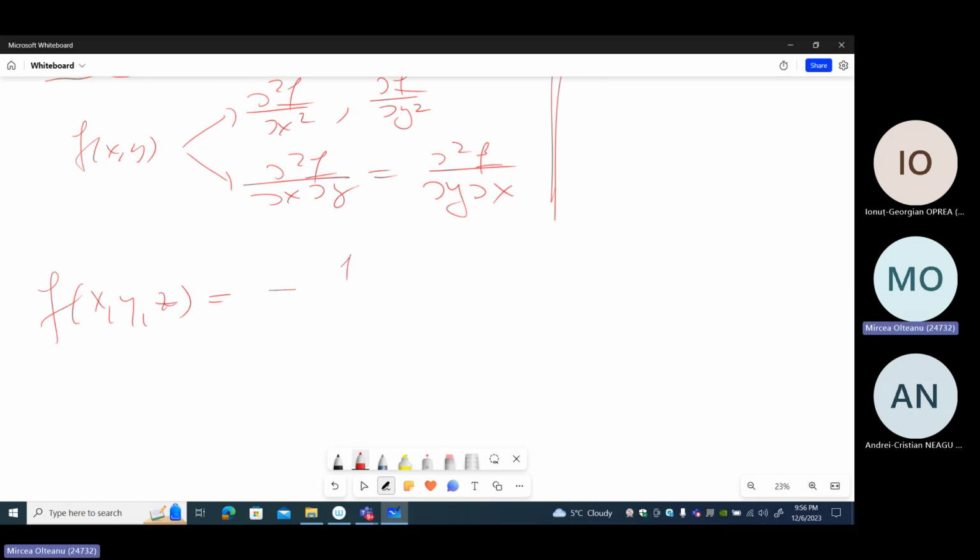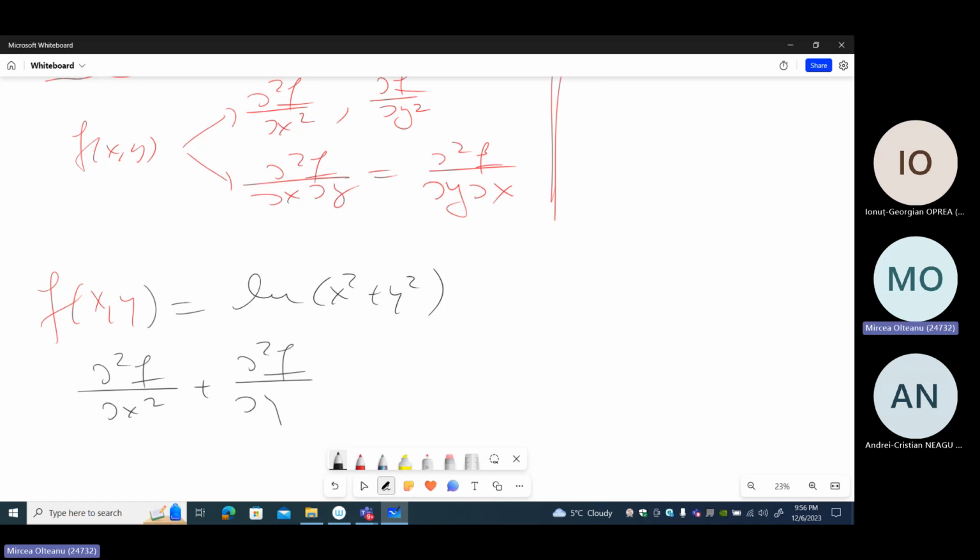Let's consider this function. No, let's start with something simpler. Let's consider a function of two variables: f(x, y) equals the logarithm of x squared plus y squared. And the question is to compute the following expression: the sum of the two second order partial derivatives, but the not mixed ones.